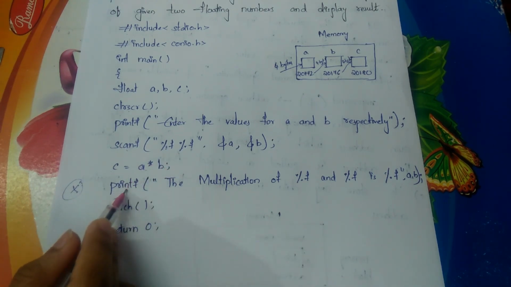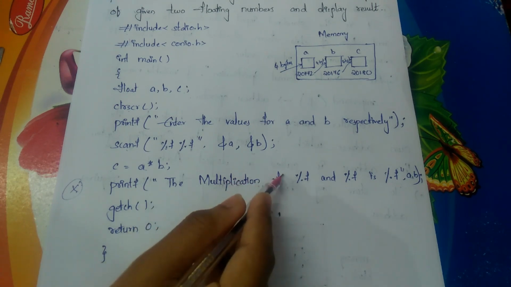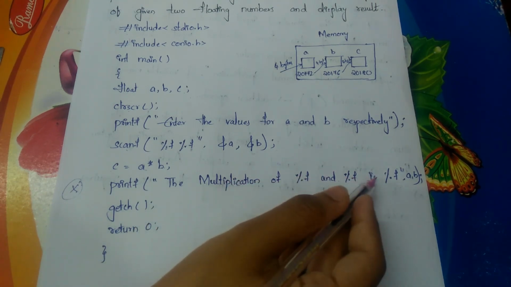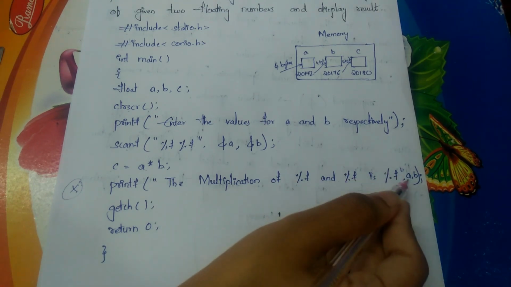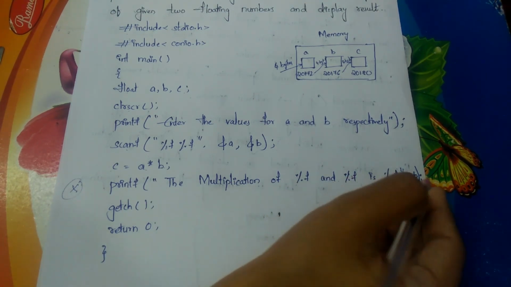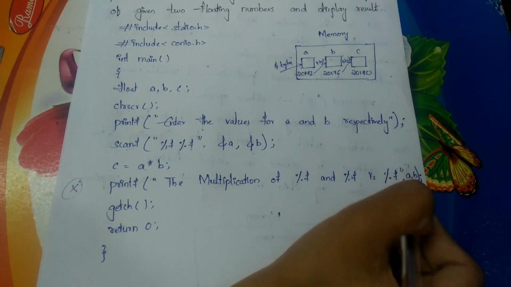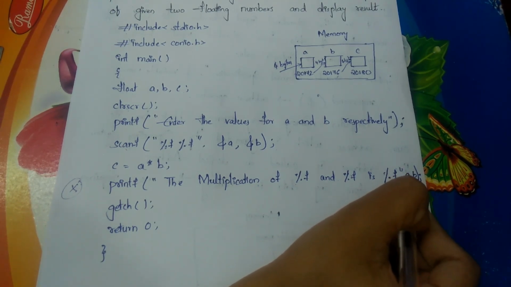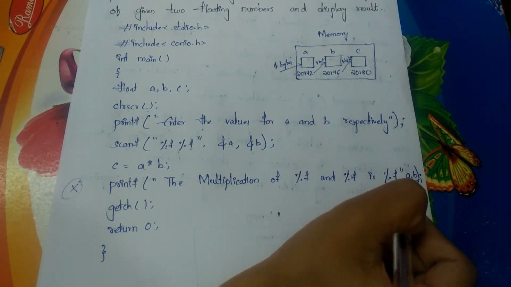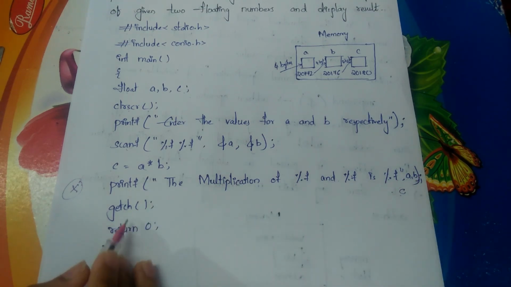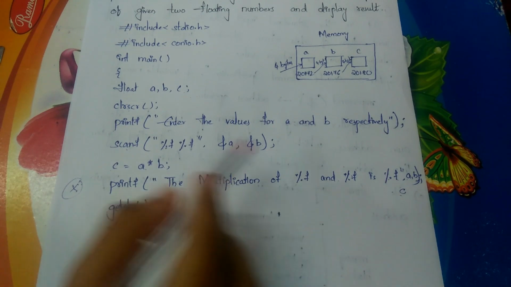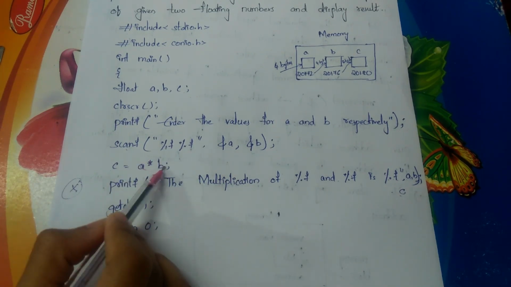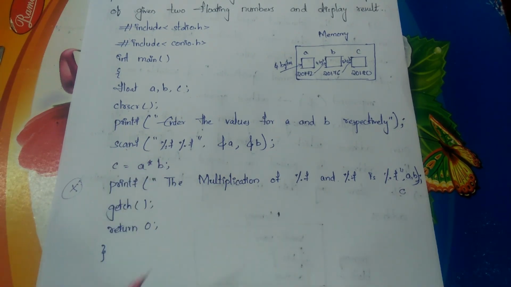And after this, printf: The multiplication of %f and %f is %f. The first %f is for A, the second %f is for B, and here we also give a comma and C, so the third %f is for C. Now getch and return 0. So finally this statement will be printed, and the value of A into B will be stored in C.